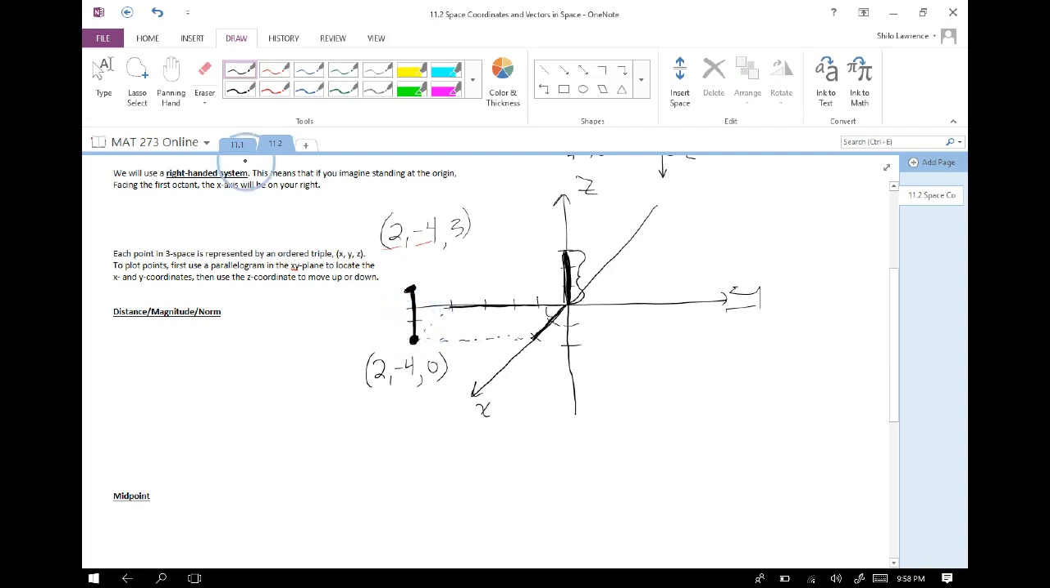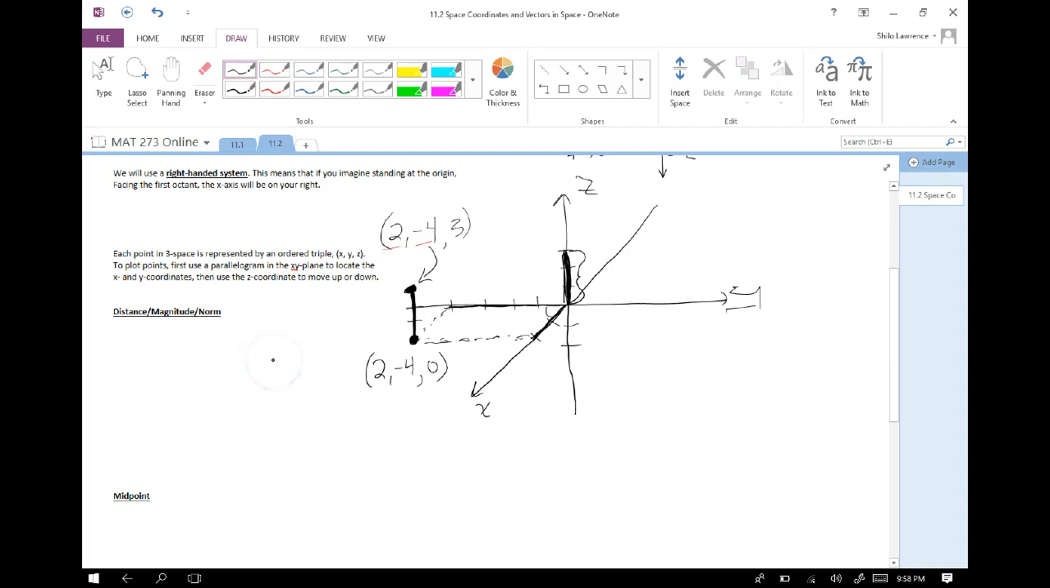So that is approximately 3 units on the z-axis. So this point right here would be (2, -4, 3). Again, we first do a parallelogram in the xy plane, and then from there we can go up or down based on our z-coordinate.